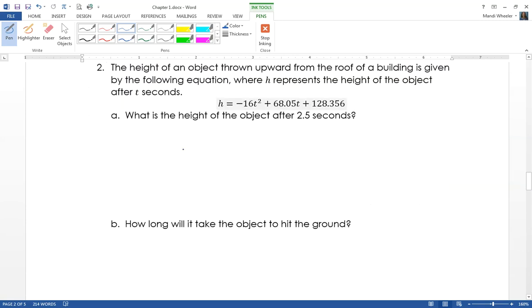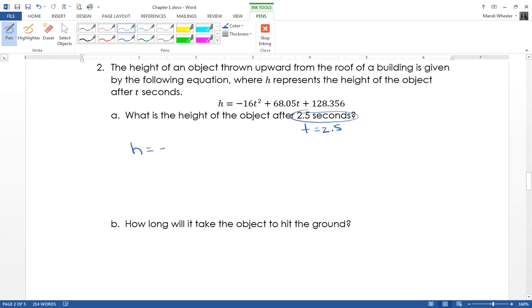All right, let's look at another one here. The height of an object thrown upward from the roof of a building is given by the following equation, where h represents the height of the object after t seconds. What is the height after 2.5 seconds? We're looking for h, and 2.5 seconds tells us t is 2.5.